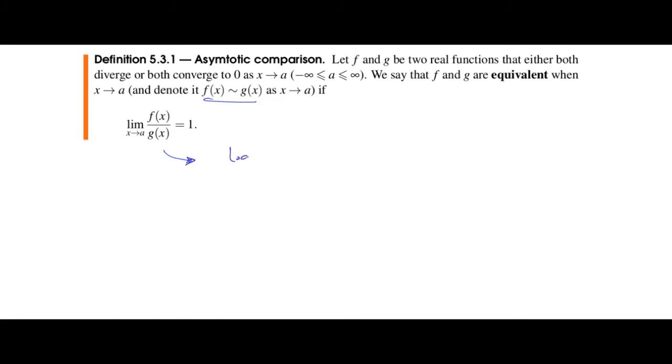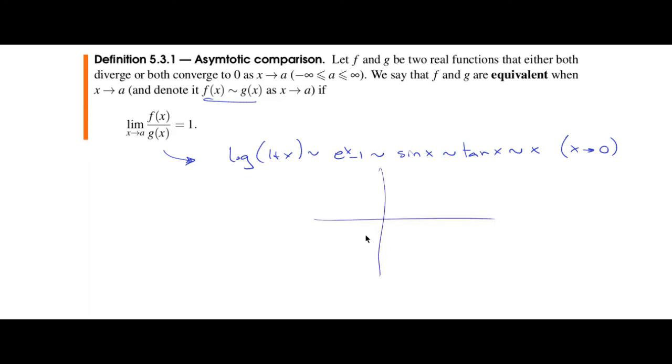So we have the logarithm of 1 plus x is asymptotically equivalent to e to the x minus 1, which is asymptotically equivalent to the sine of x, which is asymptotically equivalent to the tangent of x, which is asymptotically equivalent to x when x goes to 0. Okay, that's important. When x is very small, these functions look the same. And as I've told you before, the idea is that if you plot these functions and get closer to 0, they all look like a line.